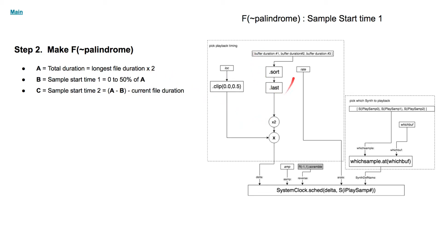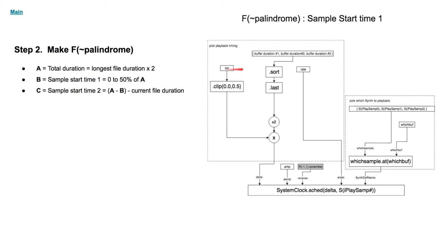First, we need to detect the longest file duration. Okay, and we're gonna make a list of the file durations, and then we're gonna make that go through the dot sort and dot last method, which will give me the duration of the longest file, and we're gonna multiply by 2 right here, times 2. Then we're gonna calculate the starting position of the first sample by multiplying that with any number ranging from 0 to 0.5. That's my argument that we're going to control, the argument lock.